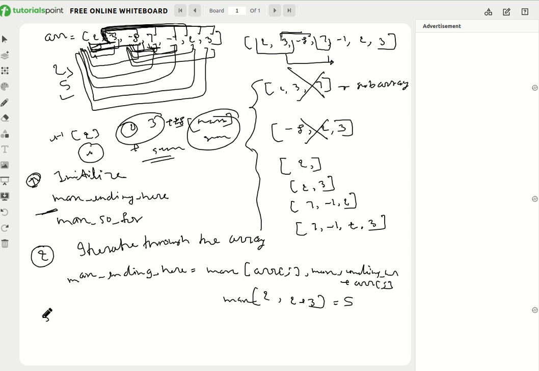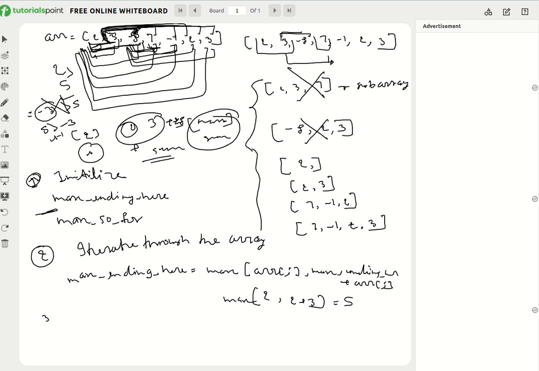So if adding the current element improves the sum, we will continue the subarray. Otherwise, we will start a new subarray. In this case, 2 plus 3 is 5. Then I'm adding minus 8. So 5 and minus 8, we will get minus 3. Minus 3 is not greater than 5, right? 5 is greater than minus 3. So I will discard this one.